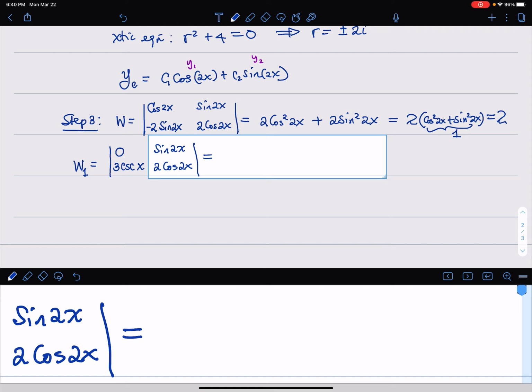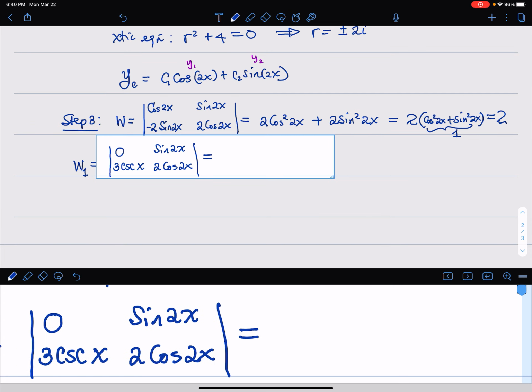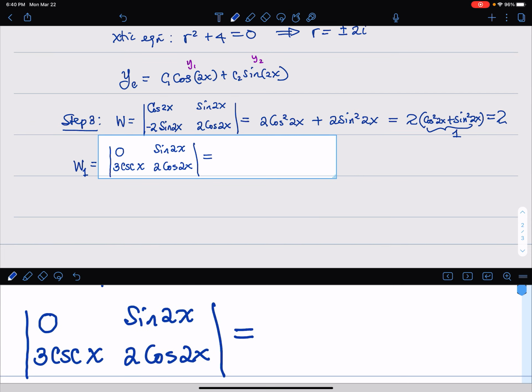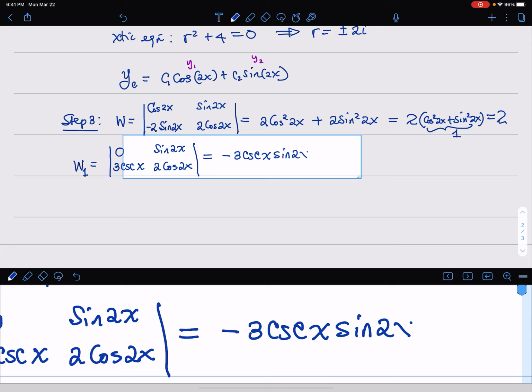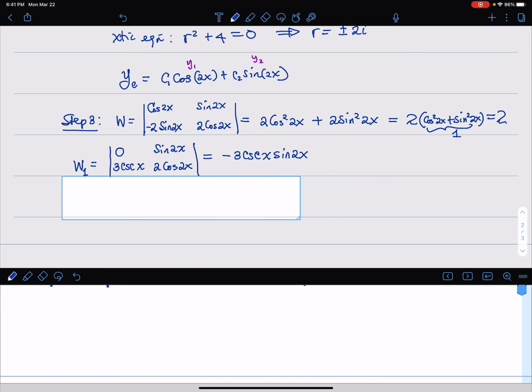So it's just going to be, well, it's technically no longer the Wronskian, but you know what I mean. So this is just going to be negative 3 cosecant of x sine of 2x. Okay, that's scary, but it may not be as scary as it looks.